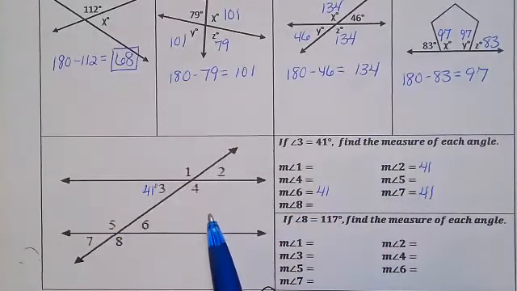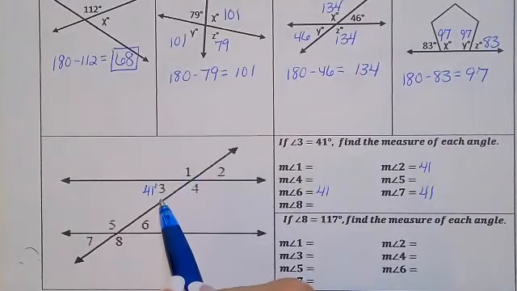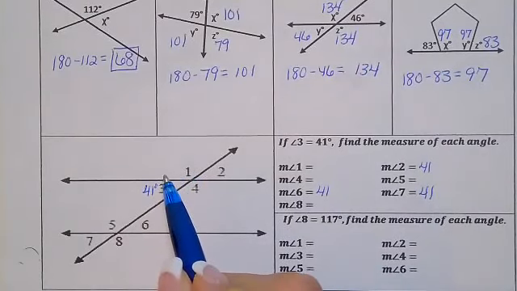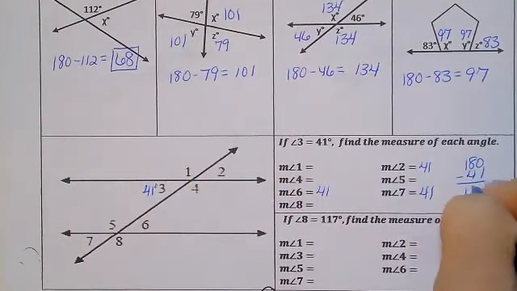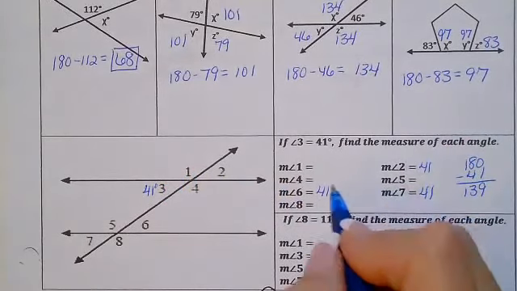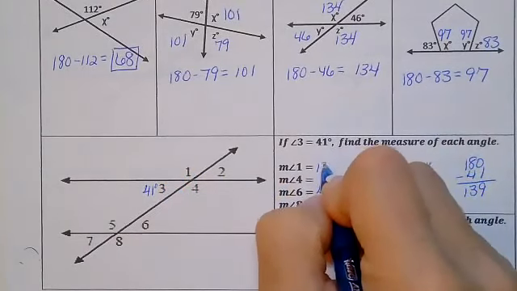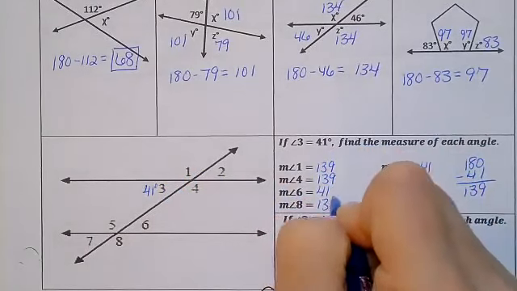All right, now we need to figure out what these obtuse angles are. So I'm going to subtract 41 from 180. And I get 139. So that means that all of my obtuse angles are 139 degrees.